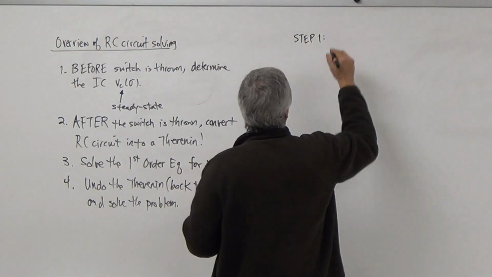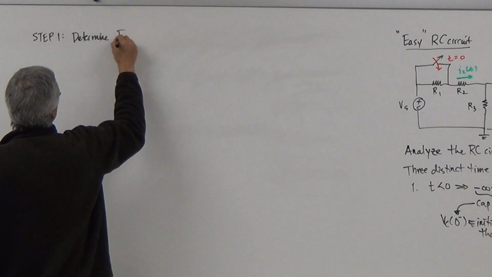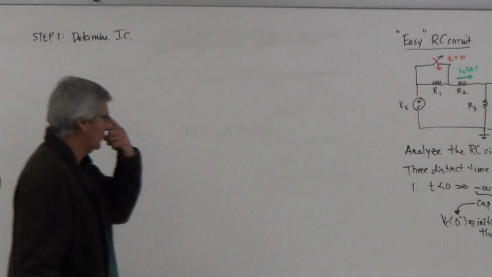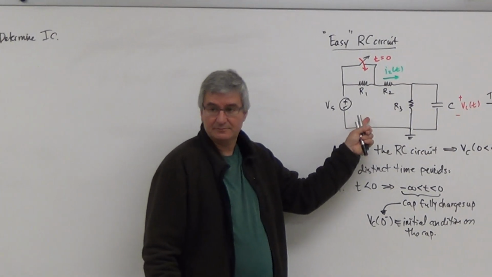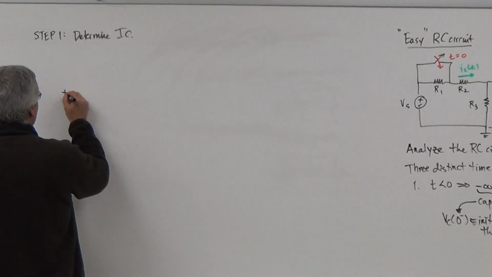Step one. What am I going to do? I'm going to determine IC. Okay? So here's my circuit now. I look at my circuit, and what does my circuit look like? It looks like this.